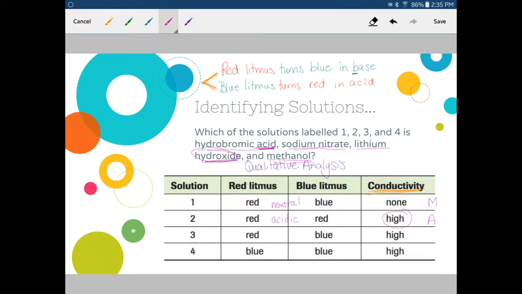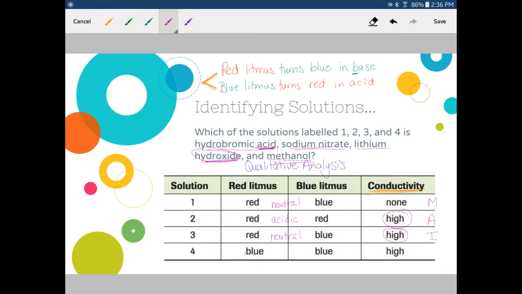Also, we expect acids to have high conductivity or some level of conductivity, and we do see that in our chart. The next one, we have red litmus paper that stays red, blue litmus paper that stays blue, and we have also high conductivity. This would indicate that we have a neutral substance, but because we have high conductivity, we expect it to be an ionic compound. Now we know that ionic compounds dissociate in water, so we know that this is going to break up into sodium and nitrate.